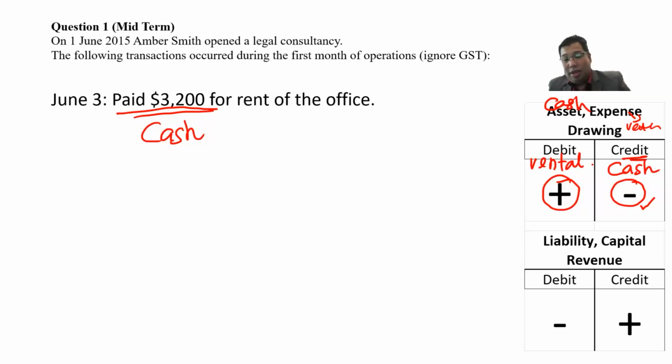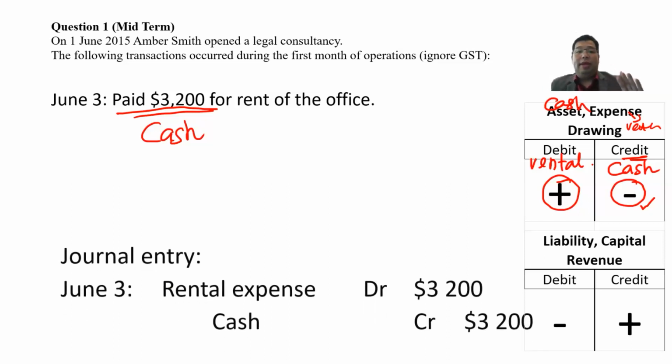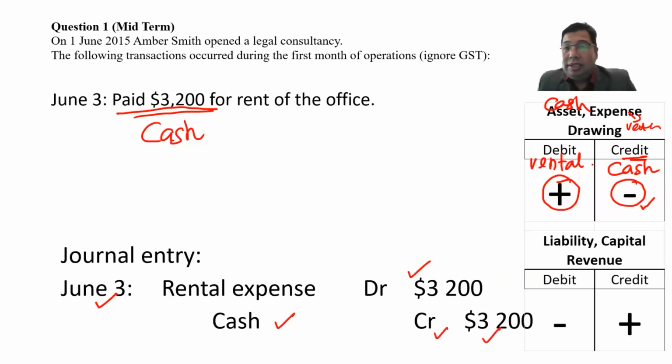Okay, let me show the answer. The answer will be debit rental expense. Put the date first. Debit rental expense 3,200, and I'm going to credit cash 3,200.